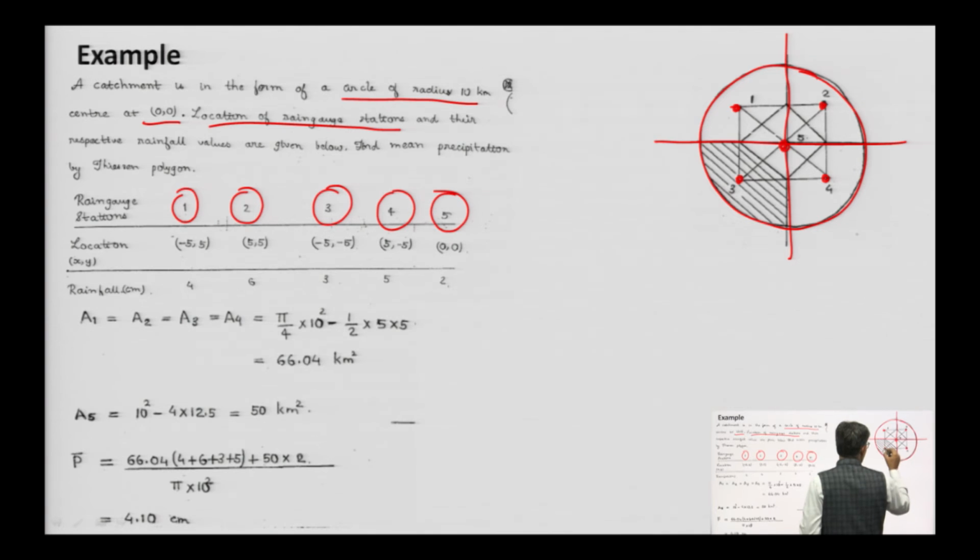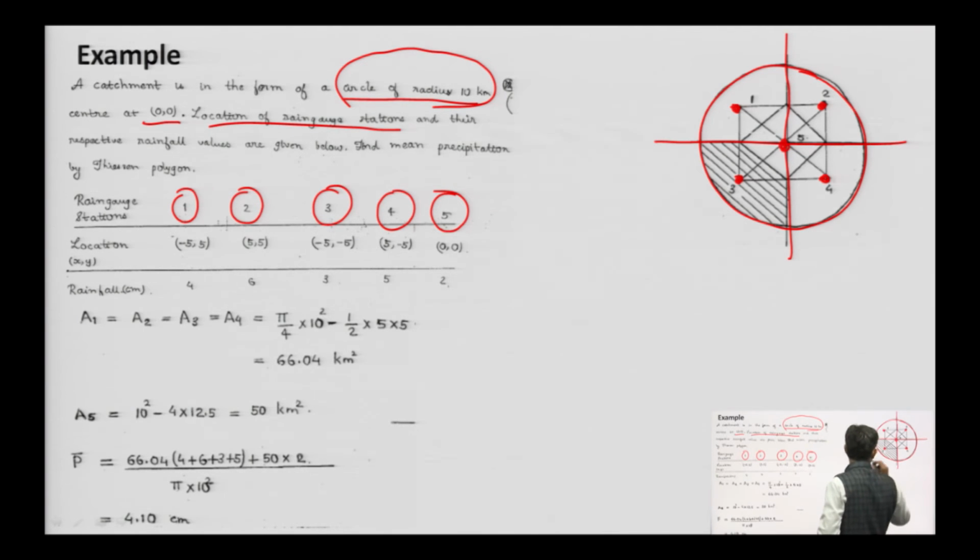So these are the stations, and the fifth one is at the center also. These are the 5 rain gauge stations within this circle of radius 10 kilometers. So we need to calculate the weighted area for all 5 rain gauge stations. The same procedure we will follow.